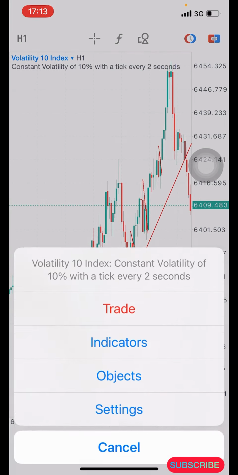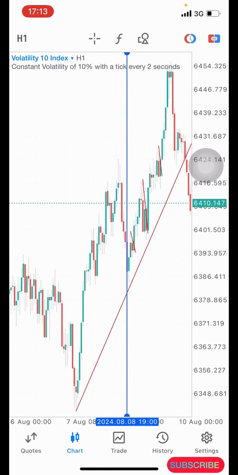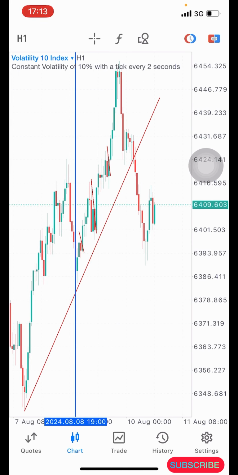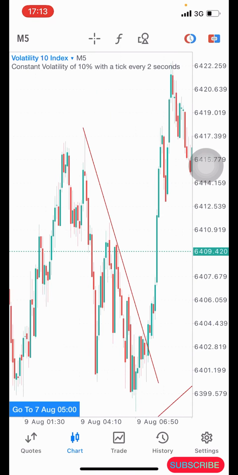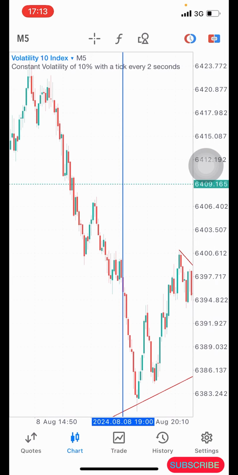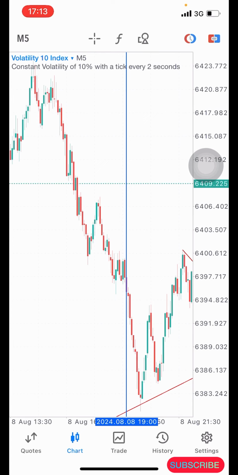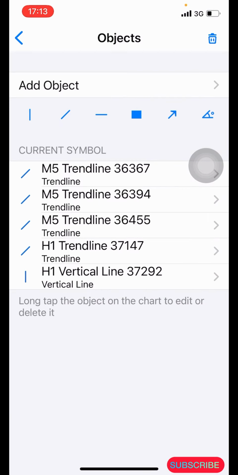So this is where the first pullback happened. Let me mark this area. Okay, this is where the first pullback happened. Now let me check the 5-minute time frame. As you can see, I've already marked some trend lines there that I'll use as an example. This is where the first pullback happened. Let me draw our first counter trend line.